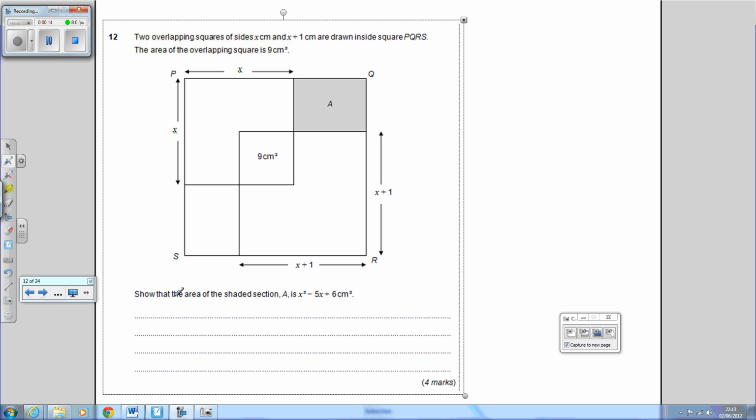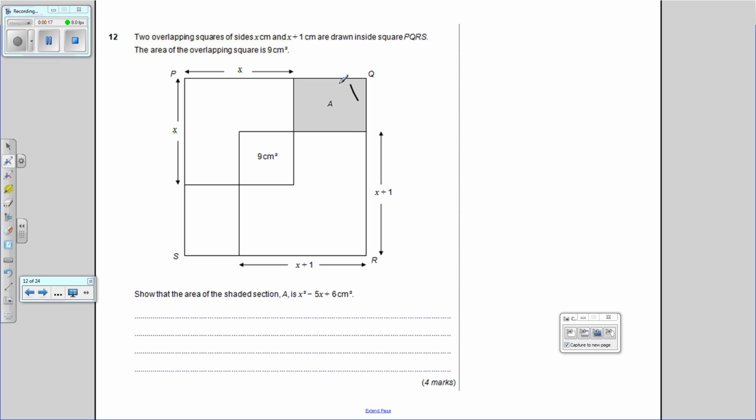But what you have to do is show that the area of the shaded section, this bit here, is that there. So what you're looking to do is find out what this is and what this is and multiply them together, because that's the area of a rectangle, and we should be getting this here. The problem is just finding these bits here.